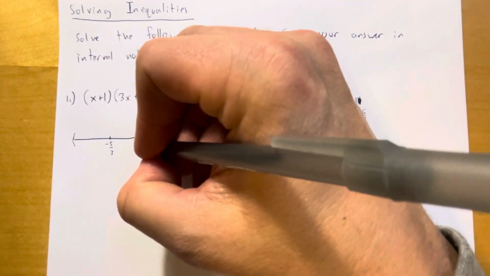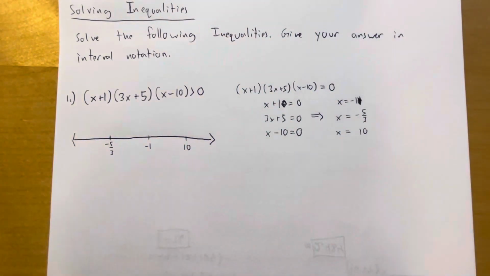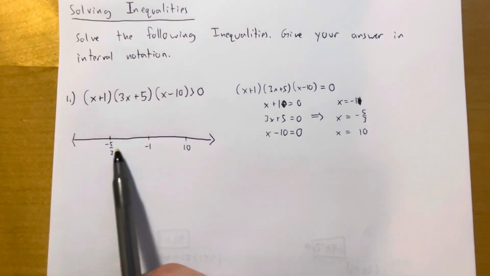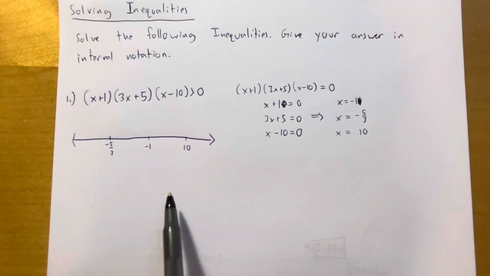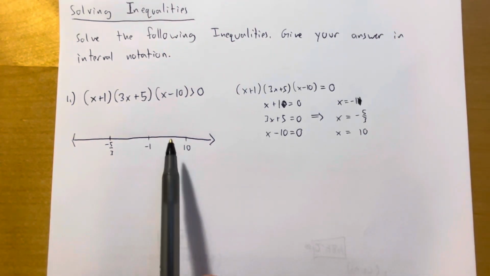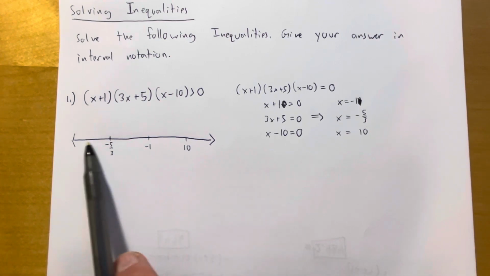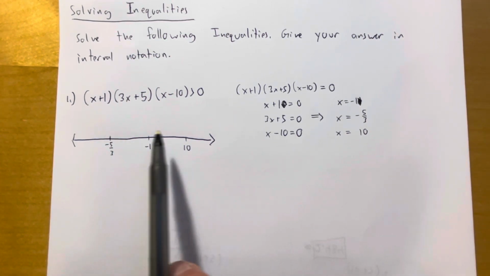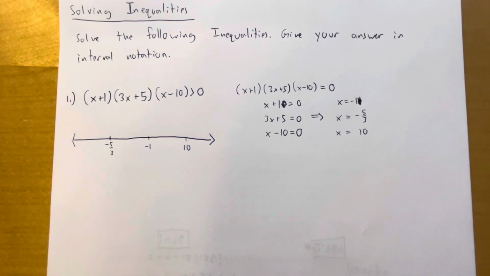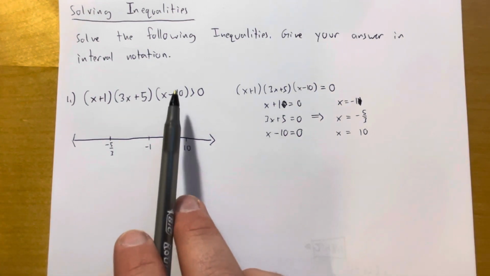Negative 1 is next, and then 10 is next. I am not at all concerned about spacing these accurately. Negative 1 is far closer to negative 5/3 than it is to positive 10, but I don't really care about that. Scale is not important for this. What is important is that with these three numbers, we have divided the real number line up into 4 subintervals. And in each one of those subintervals, I want to determine if this inequality is true or not.